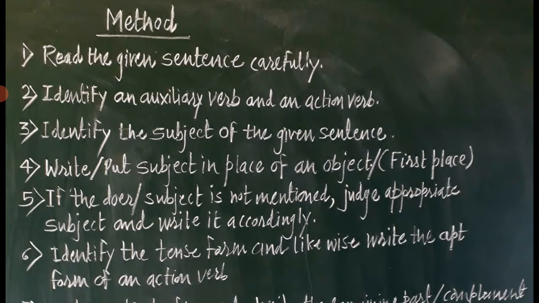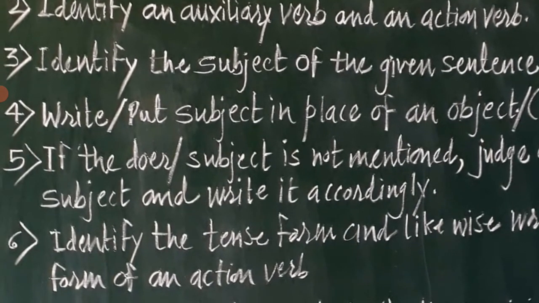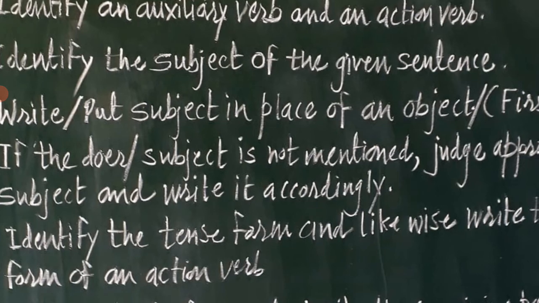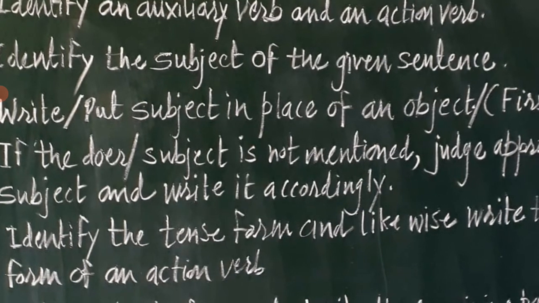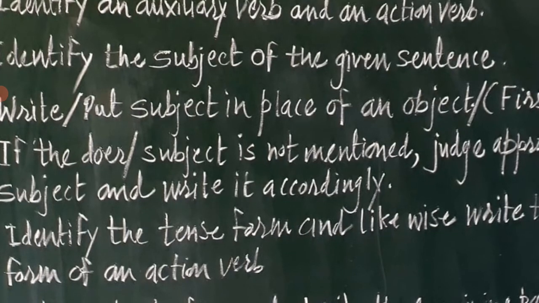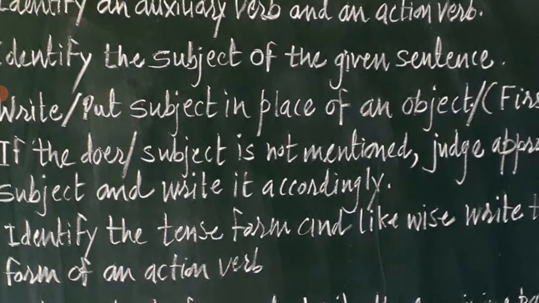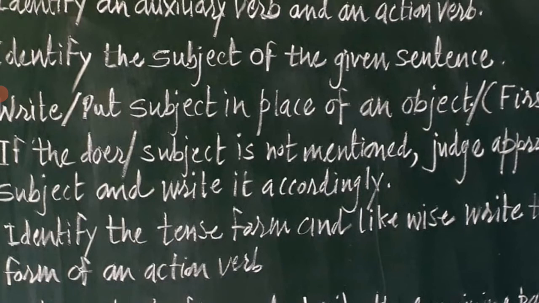Next point is, if the doer or the subject is not mentioned, judge an appropriate subject and write it accordingly. In some sentences, you may not be given a clear subject or the doer of that action. For example, the poem is taught. If the doer is not mentioned, we can obviously understand that teaching is the job of a teacher. So, you can understand that the subject is none but a teacher.